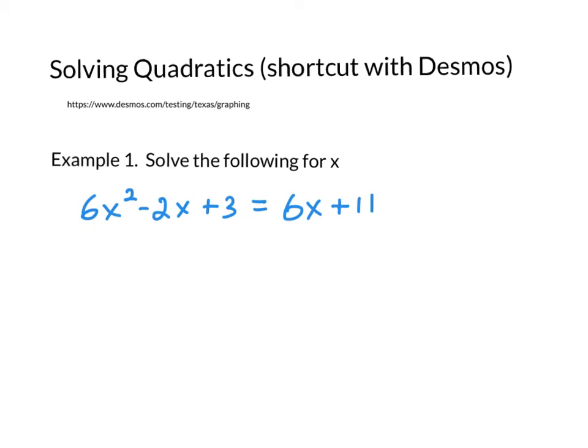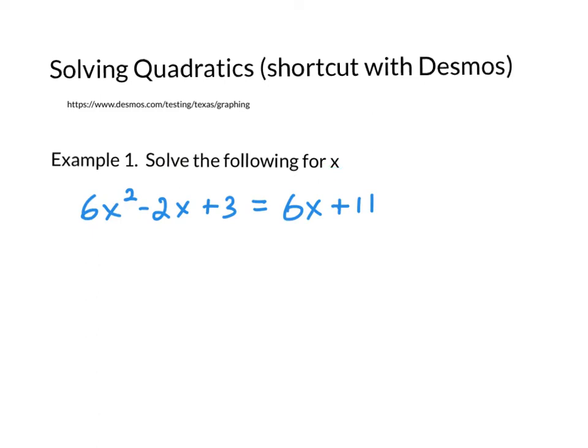Okay, this video lesson is going to be solving quadratics, but I'm going to show you a shortcut, basically using the Desmos graphing calculator, okay? So let's start by taking a look at this example. It says 6x squared minus 2x plus 3 equals 6x plus 11. And I want you to solve the following for x, okay?